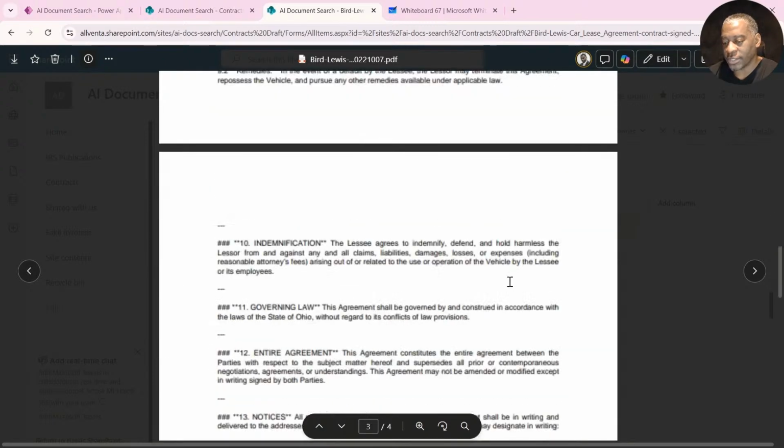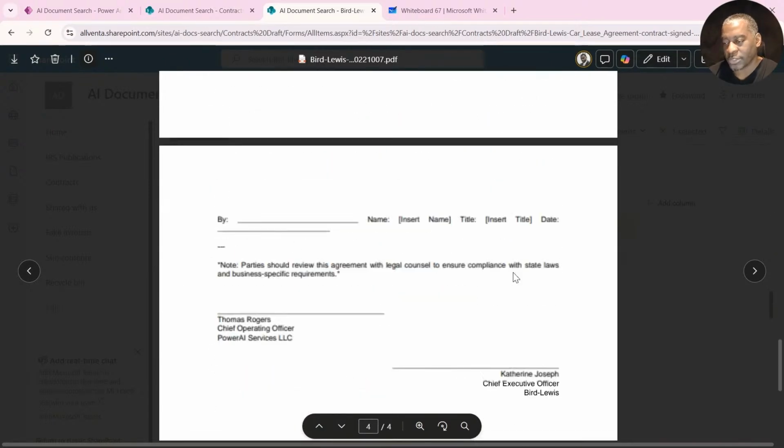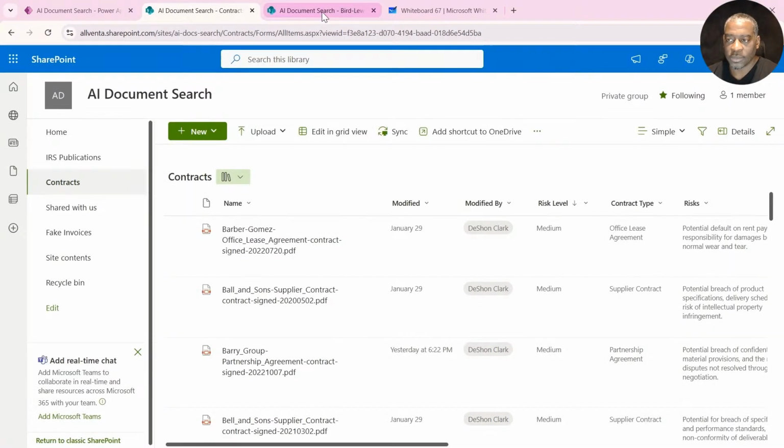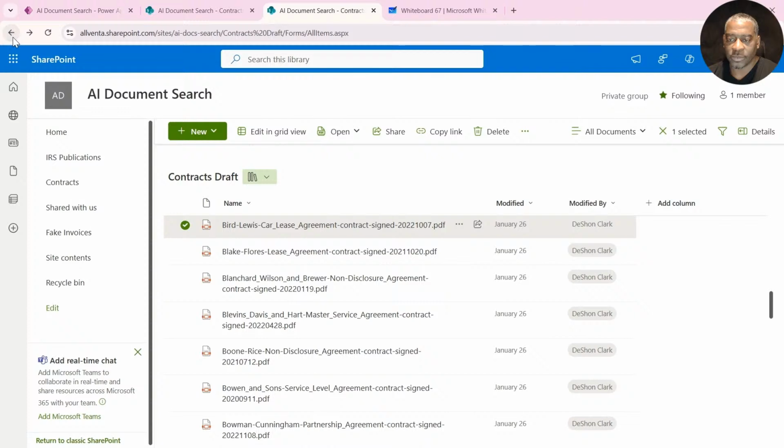But here you can see that this is a standard multi-page contract with the signature line and so on and so forth. So what we need to do when we store these is, if I go back here and look at the library that has these processed.